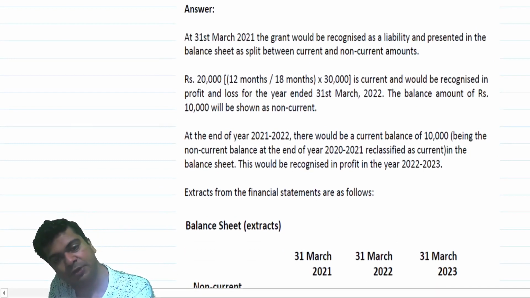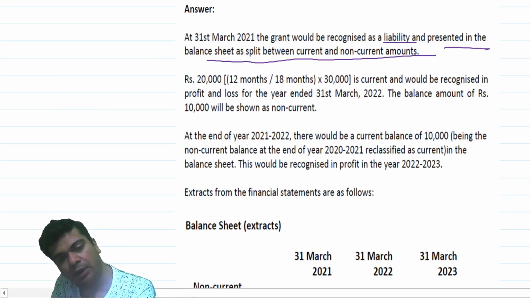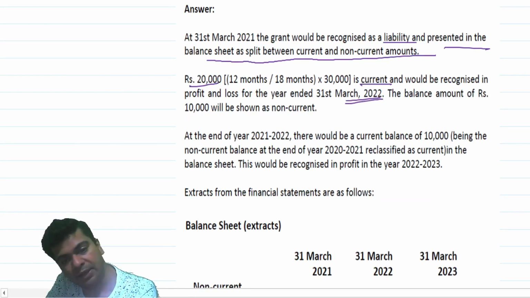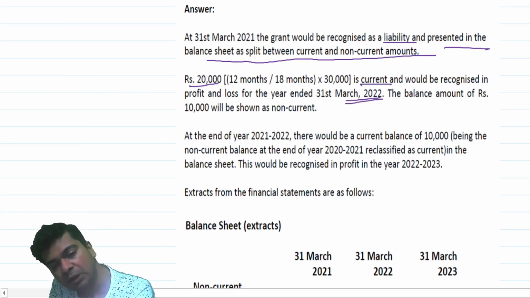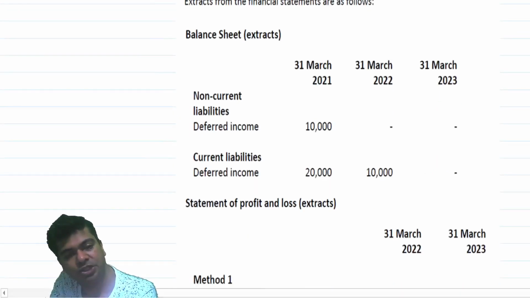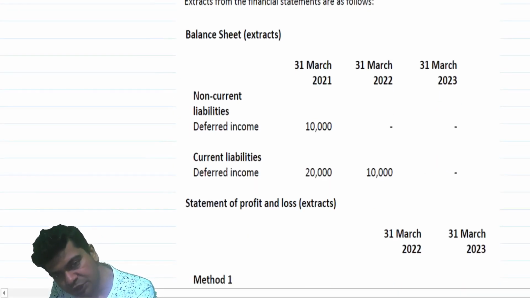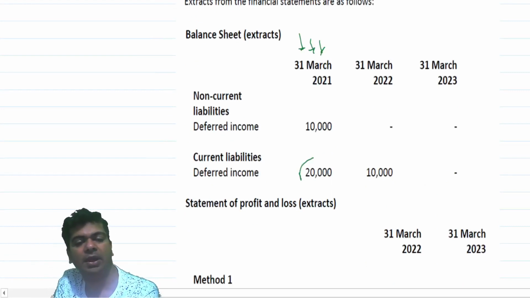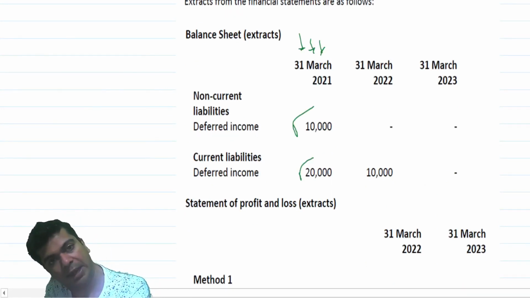On 31st March 2021, the grant will be recognized as a liability and presented in the balance sheet as split between current and non-current. 20,000 rupees, we have already discussed that, is current and would be recognized in the P&L for the year ended 31st March 2022, right? The next year. The balance amount of 10,000 will be shown as non-current. You can see in the extract of the balance sheet, 31st March 2021, as we had discussed, 20,000 is current liability and 10,000 is the non-current liability.